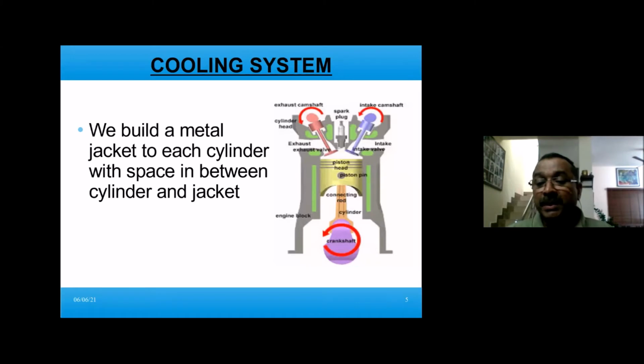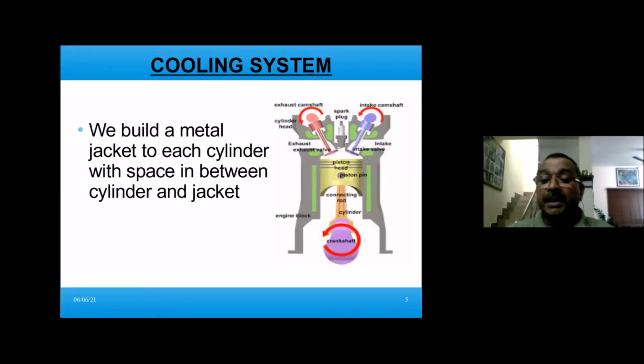Through this space, we will circulate treated water. In large engines, such as ship engines, we will be using treated water as coolant. And in small engines, such as your diesel car, you will be using a specially made coolant for that purpose.